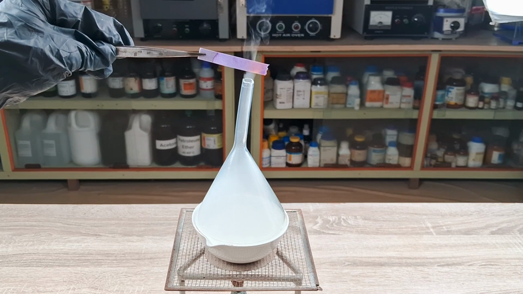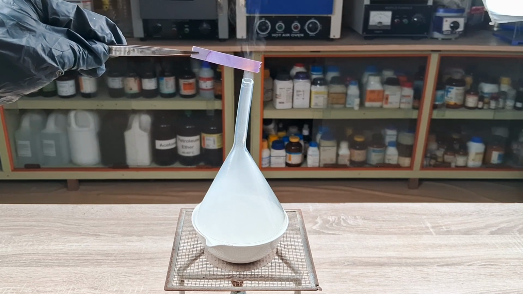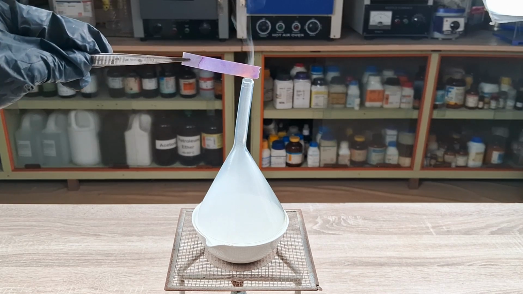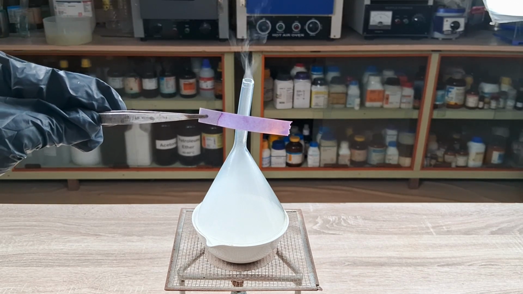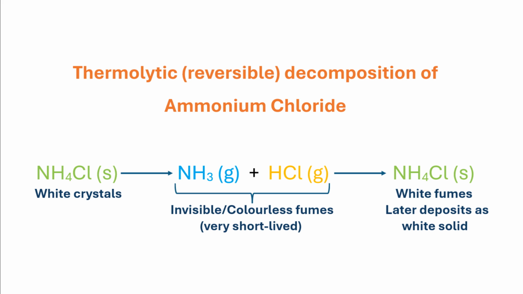As both the decomposition products of ammonium chloride reached the cooler parts of the funnel, they chemically recombined to form white solid ammonium chloride, which are the white deposits found on the inner walls of the funnel and the china dish. The reversible thermolytic decomposition of ammonium chloride is thus a special type of reaction that bears the hallmark features of a decomposition reaction in the initial stages but becomes a combination reaction in the later part of the reaction.